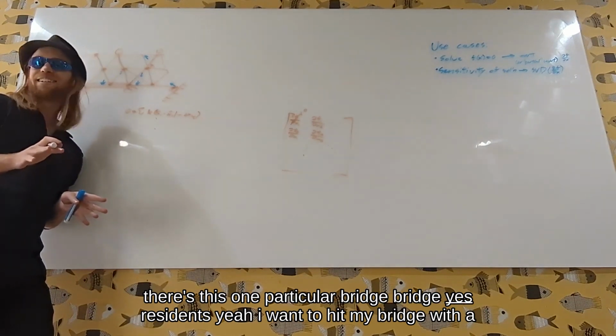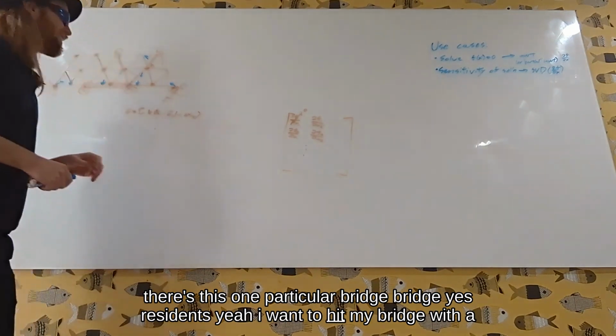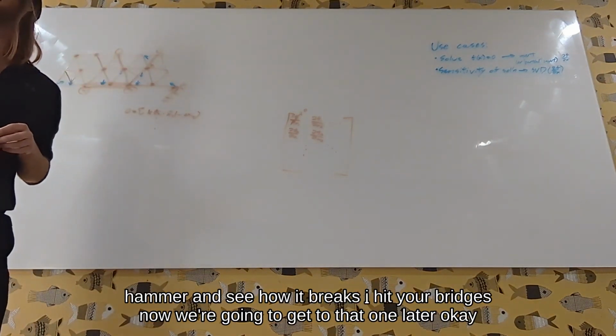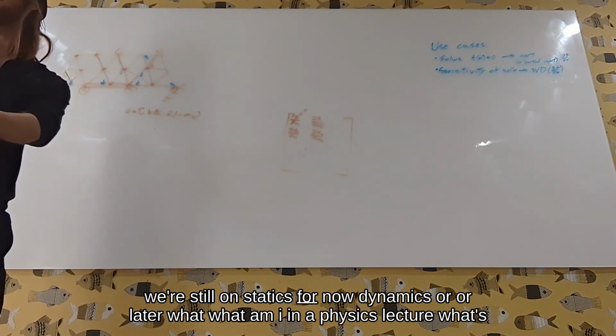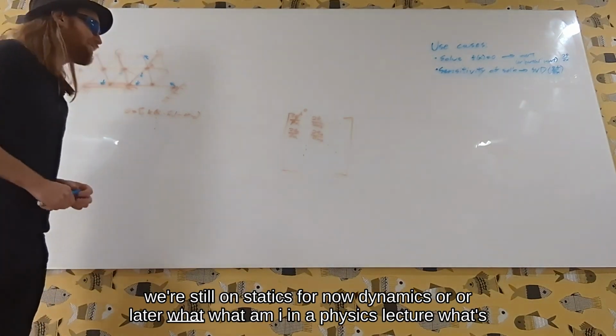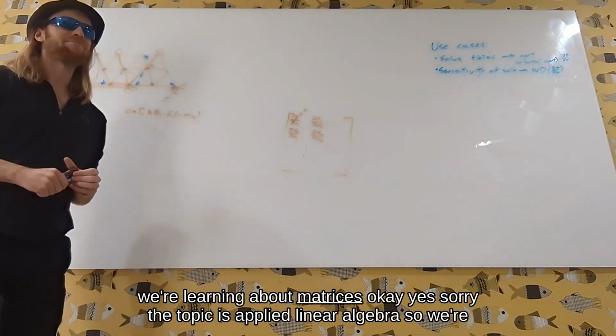The Comanero's bridge. Yes. Yeah, the nice residence. Yeah. I want to hit my bridge with a hammer and see how it rings. Hit your bridge. Now we're going to get to that one later. Okay. We're still on statics for now. Dynamics are later. Wait, what, am I in a physics lecture? We're learning about matrices. Okay, cool.